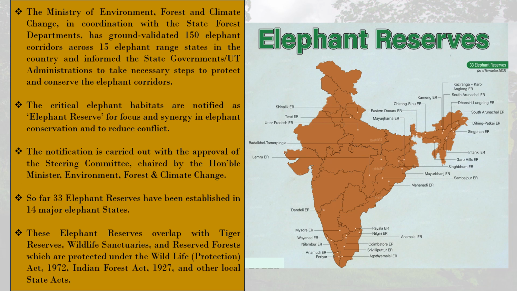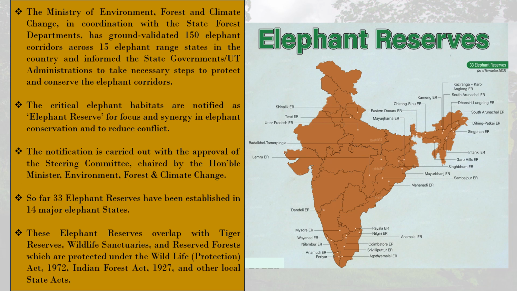So it's a place where elephants can survive easily. The Ministry of Environment, Forests and Climate Change, in coordination with the state forest departments, has validated 150 elephant corridors. Elephant corridors are the passages through which elephants travel during their migration across 15 elephant range states in the country, and the state governments and union territory administrations were informed to take necessary steps to protect and conserve the elephant corridors. It's also one way to conserve their population. And the critical elephant habitats are notified as elephant reserves for focus and synergy in elephant conservation and to reduce conflicts. The notification is carried out with the approval of the steering committee chaired by the Honorable Minister of Environment, Forest and Climate Change.